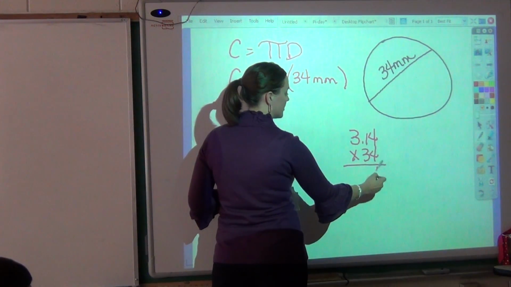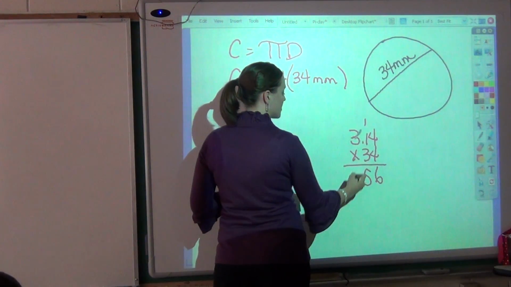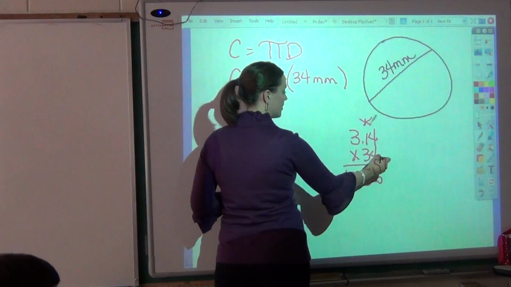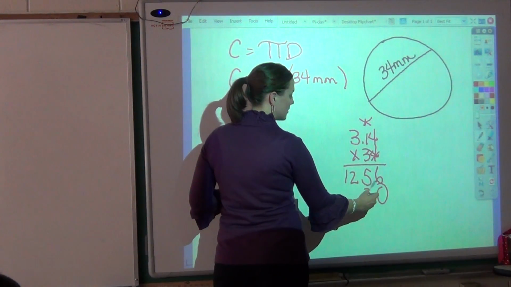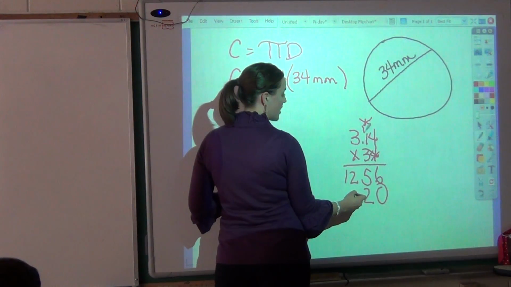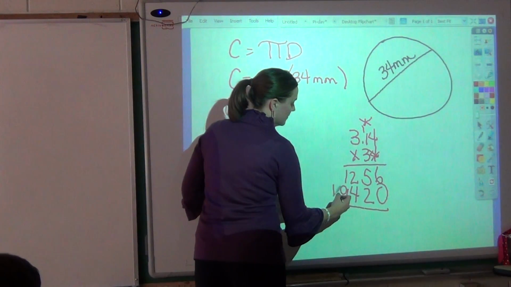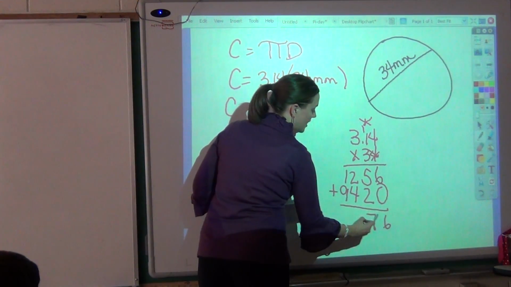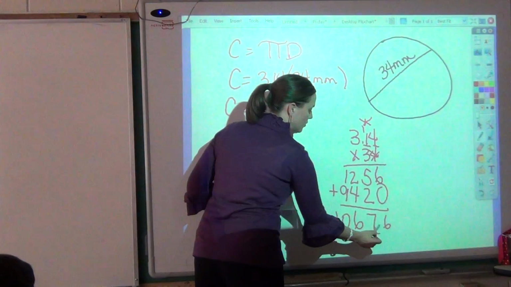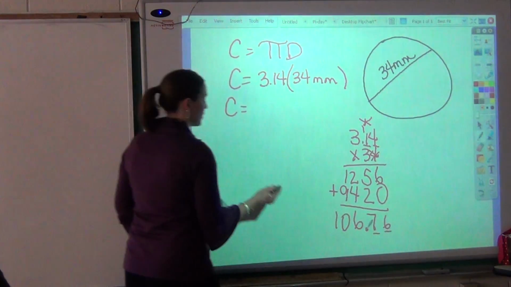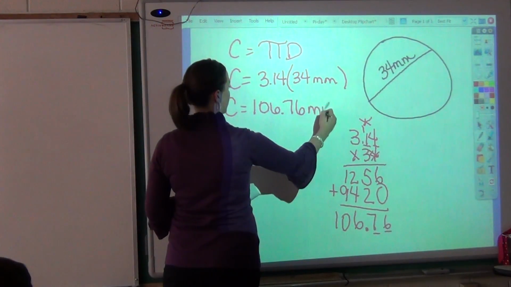4 times 4 is 16. 4 times 1 is 4. 1 more is 4 times 3, 12. Okay, we need a placeholder. 3 times 4 is 12. 3 times 1 is 3. 1 more is 4. 3 times 3 is 9. Add it up. All right, so that'll be 6, 7, 6, 10. 1, 2, 1, 2. So 106 and 76 hundredths millimeters.